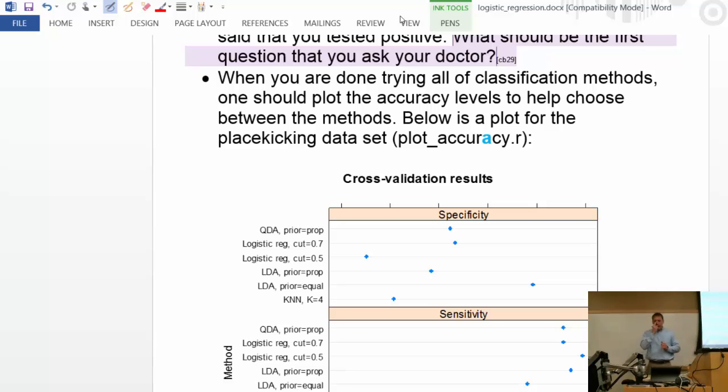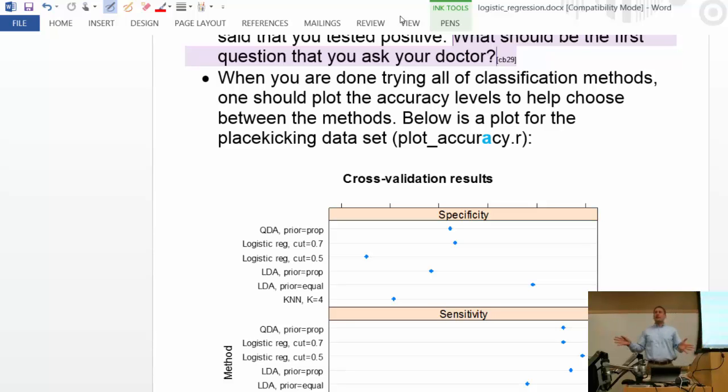Okay. Now, typically in situations where you are trying to classify observations into one population or another, you are going to apply a bunch of different statistical methods, such as discriminant analysis. And we saw a variety of different types of discriminant analysis, such as nearest neighbor classification. We saw different values of K you could use with that. You could use logistic regression with different cutoff probabilities.